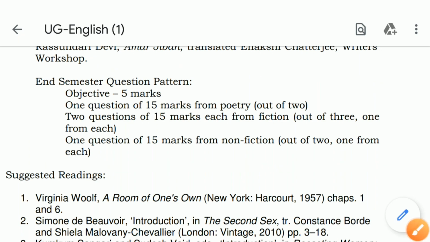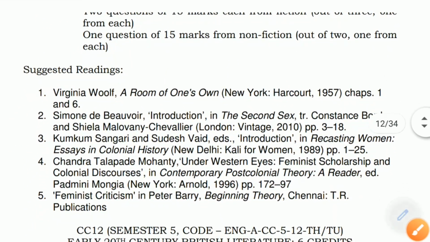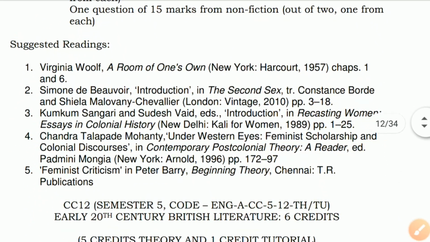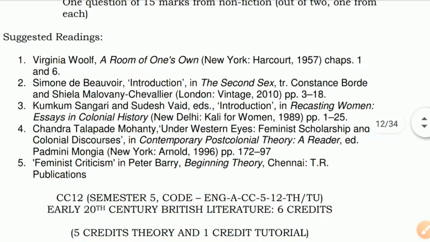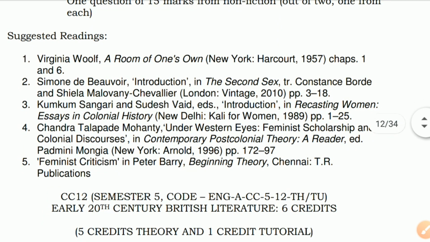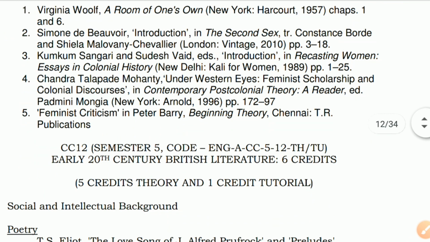Now if you would like to read more books apart from the books suggested in the syllabus, there are also some books which have been suggested by the university that you can find in this section, like Virginia Woolf, Orlando? Roma Poinson, New York Harcourt, 1957, chapters 1 and 6. So these books you can go for as suggested readings. Now move on to CC 12.